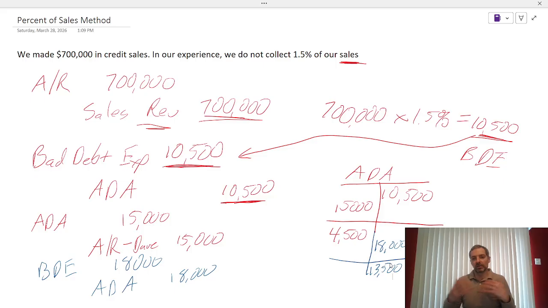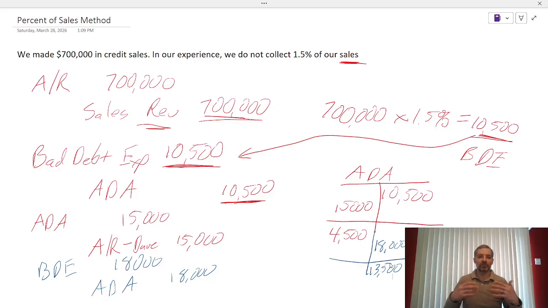So in short, percent of sales method, we take the credit sales, multiply it by our percentage that we've come up with based on our experience. That is our bad debt expense. That's what goes in the journal entry. It's simple, it's easy, but it can cause some issues on our balance sheet going forward.